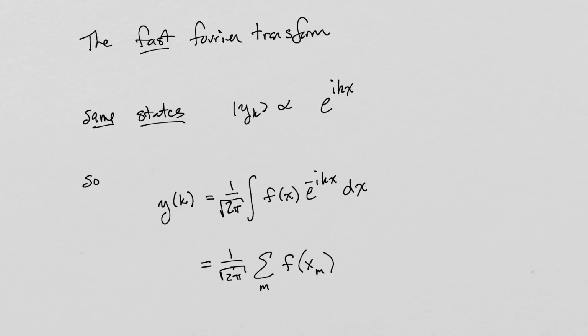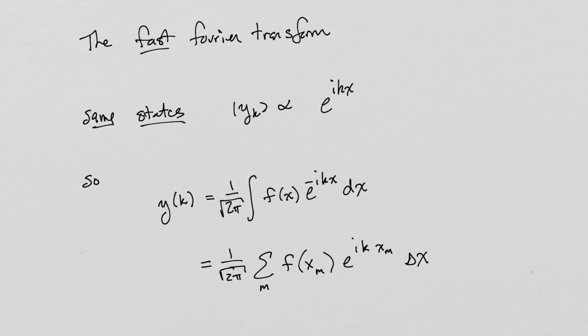And now I'm going to evaluate these at e to the i k x sub m. And where I had a dx, where I was doing an integral over x before, I'm now doing a Riemann sum. And so my dx becomes a delta x, which is just the distance between each one of my points.